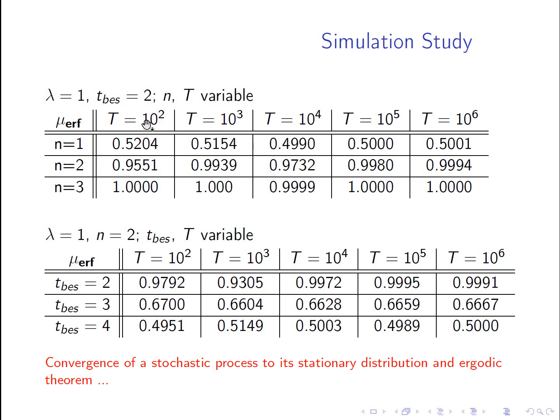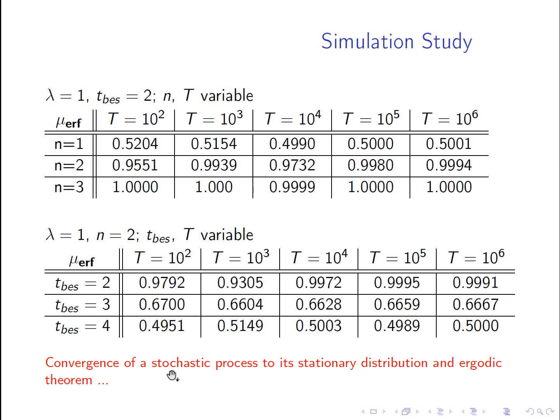Okay, what can we see from the simulations? First of all, for fixed n and all the other parameters fixed, there's a stabilization effect for T increasing. So here you can see we have 0.5204, 0.5, 0.54, and here you see it seems to stabilize around 1/2. And the same effect we have with the other parameter sets. Also here, but of course it stabilizes to different values.